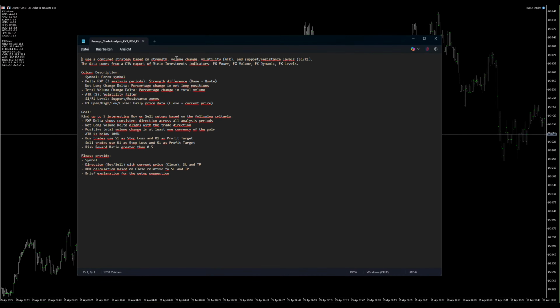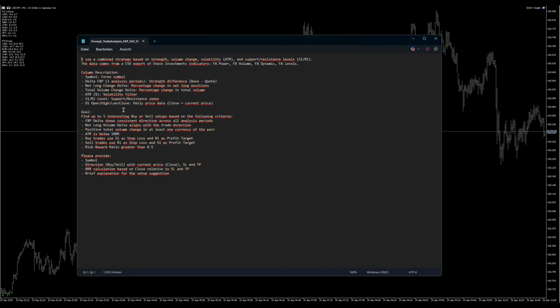This is an example for the text prompt here with FX Power, FX Volume, FX Dynamic and FX Levels. And there you see how we address what we want to send to the AI. I use the combined strategy based on strength, volume change, volatility, support and resistance. Data comes from a CSV export, etc., etc. And then you have the column descriptions. These are relevant to define what the AI gets from you.